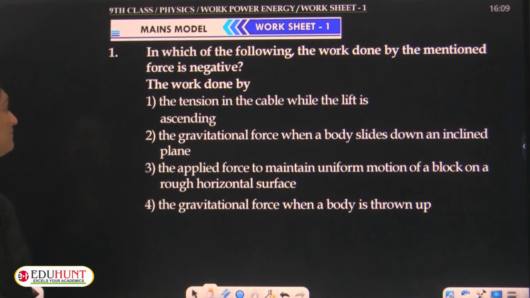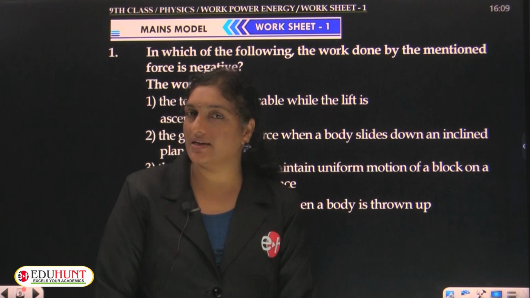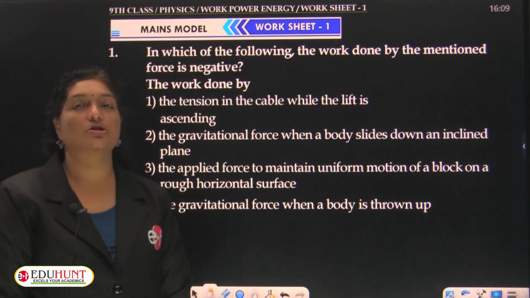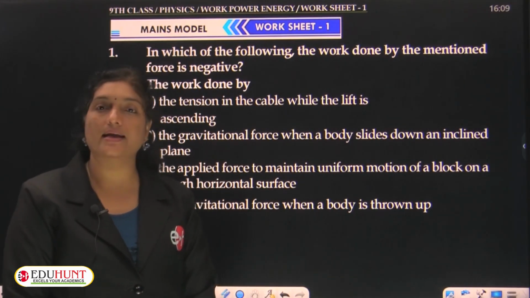The first numerical from work, power, energy. In which of the following is the work done by the mentioned force negative? You have already gained the knowledge regarding positive work done, negative work done and zero work done. Whenever the direction of the applied force and the motion of the body are opposite, the work done is taken as negative.